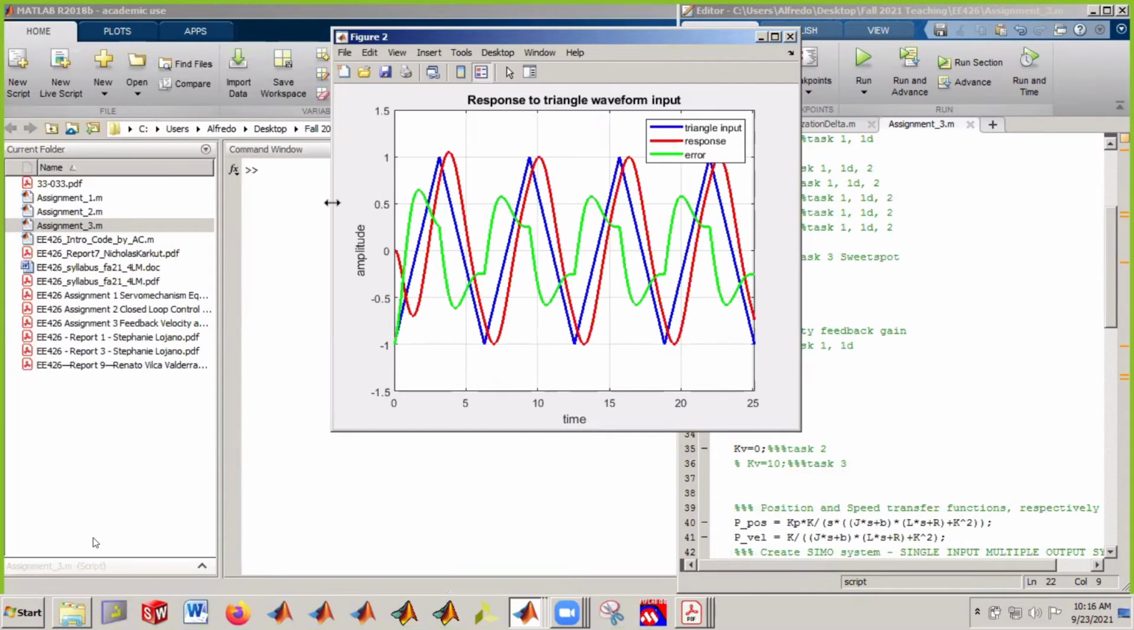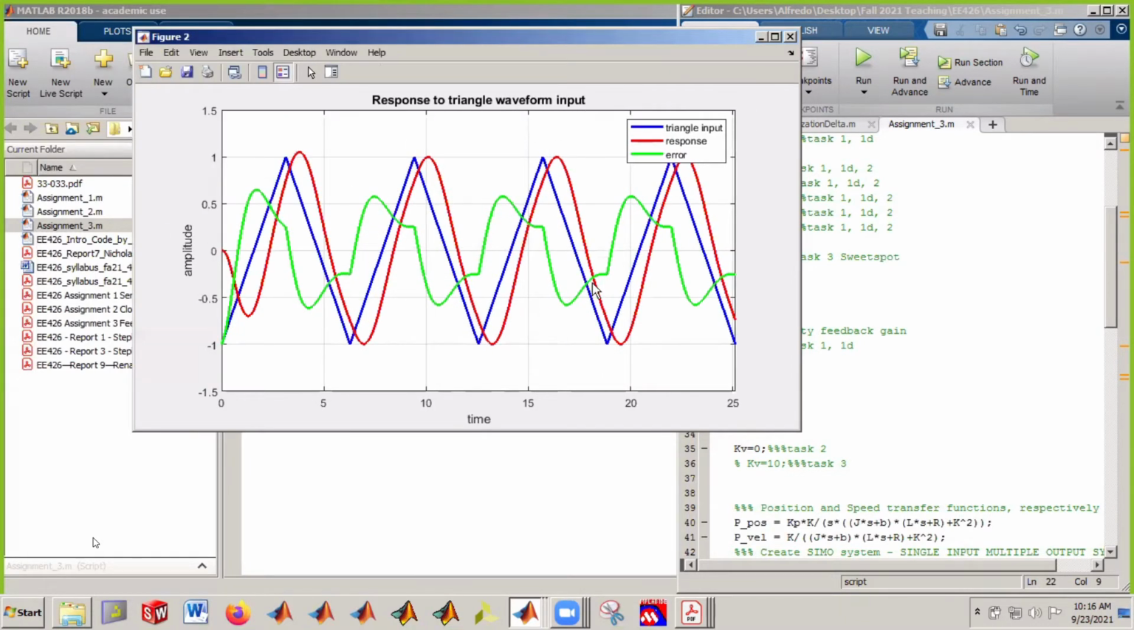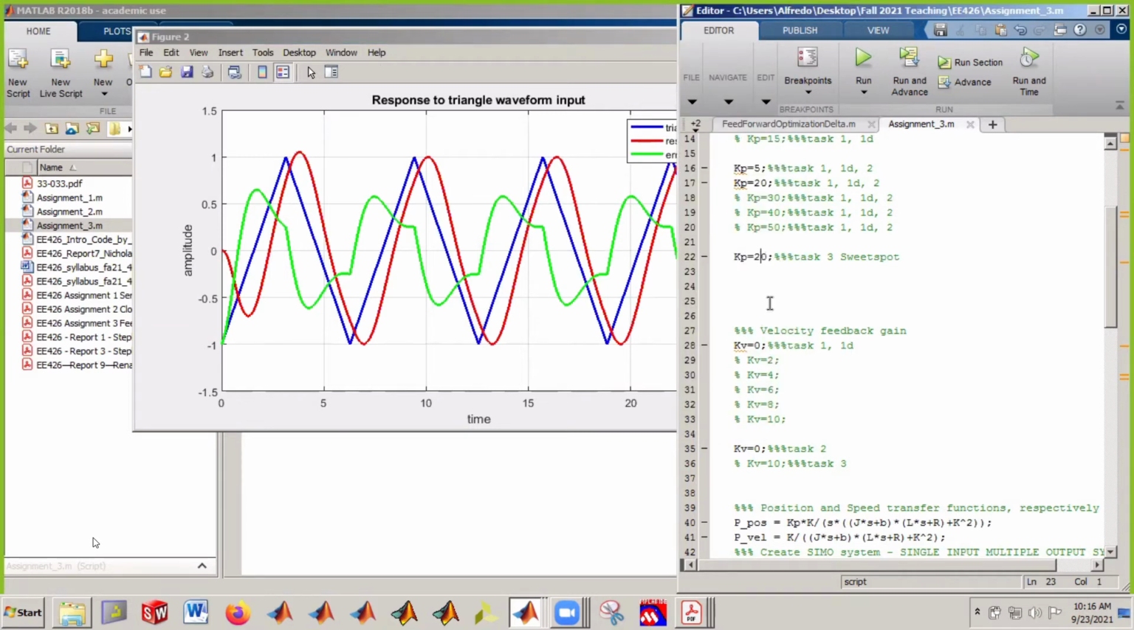All right, so here we go. This is what we start with: KP equals 20 and KV equals 0. So now let us do KV. Before I do that, this is where the following error term comes in.